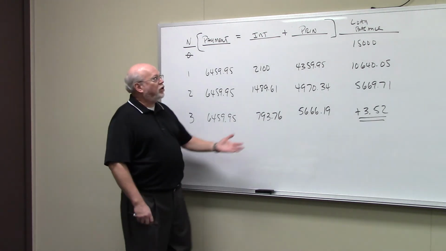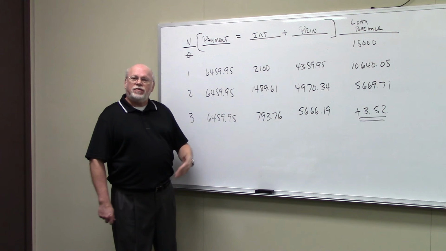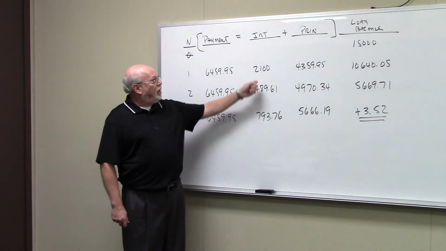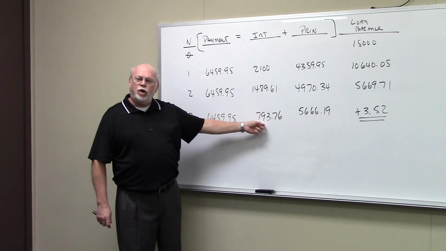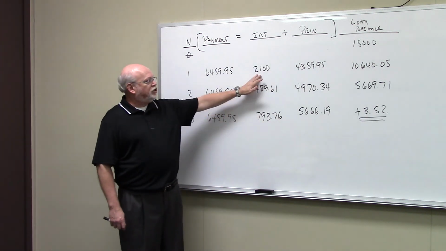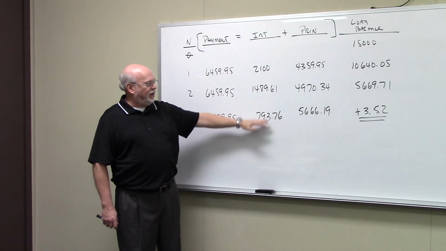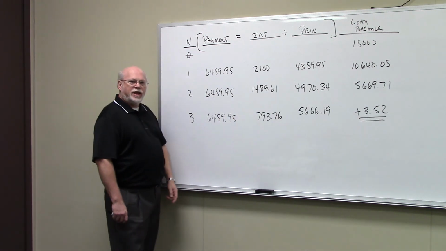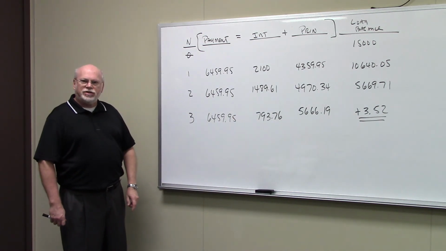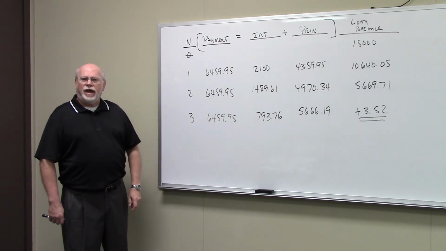Just as a check for you, this principal column here, this should all sum up to be $15,000. If this is a business loan, this tells you what your interest expense, your interest deduction would be each year. First year, you get $2,100 of interest deduction, and then $1,489, and then $793. But this is an amortization schedule, very common thing in business, and this is how you calculate and put together an amortization schedule.